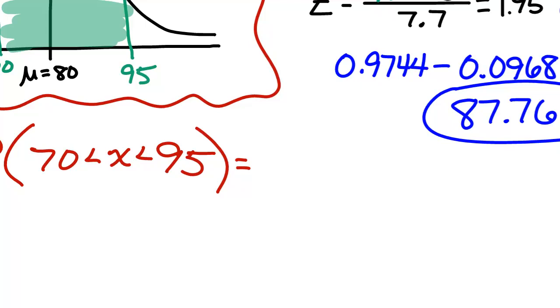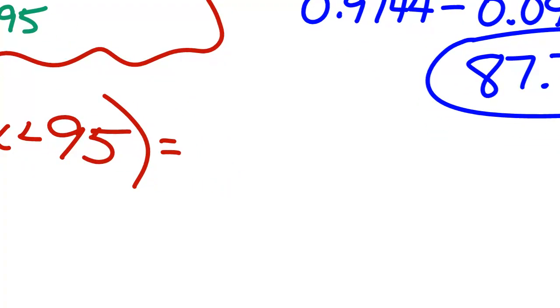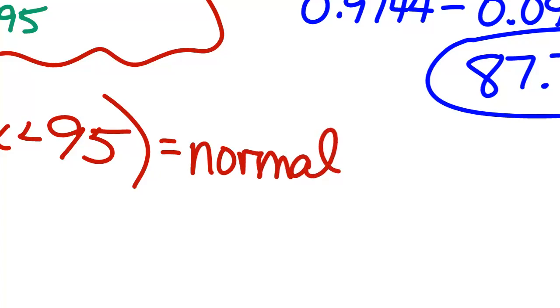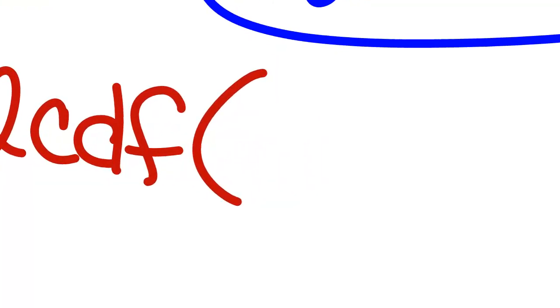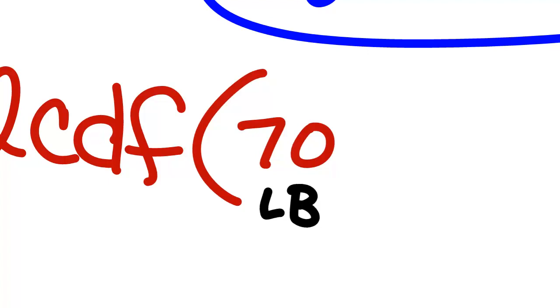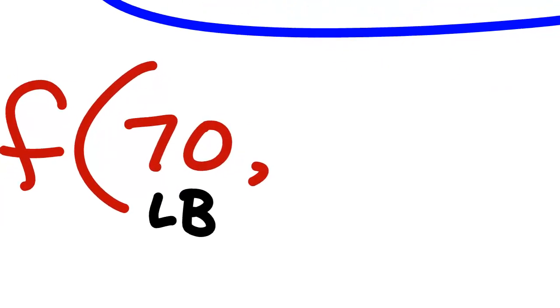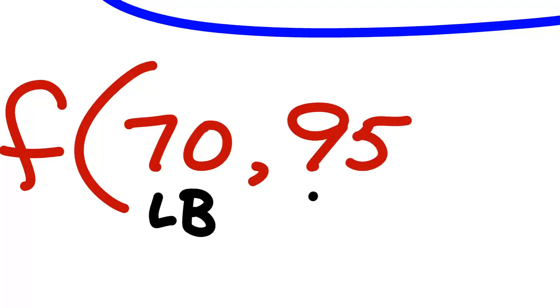All right. What function are we using on the calculator again? Normal CDF, so normal CDF, open up my parentheses. What's our lower bound going to be this time? 70, label that as your lower bound, comma. What comes next? 95, label that as your upper bound.